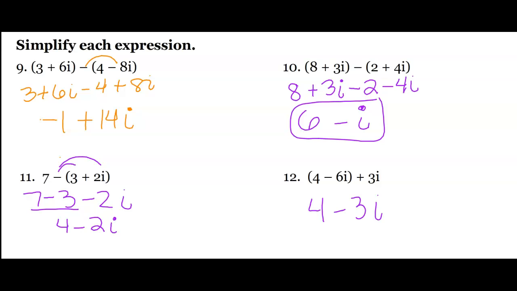Now, the reason we had to learn the powers of i before we learned to multiply is because in that next one, they're going to multiply an i times an i, which becomes i squared, which becomes negative 1.